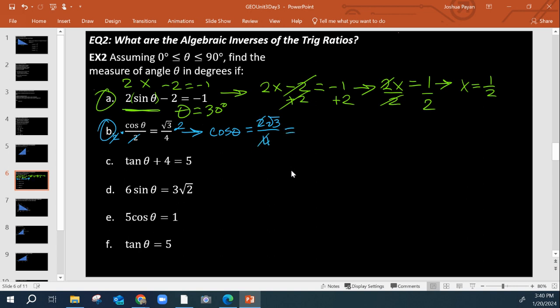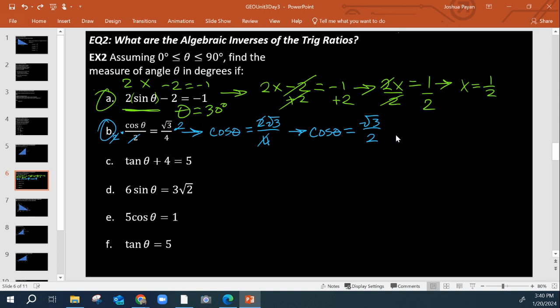2 over 4 can reduce to 1/2. So we really have cosine theta is equal to square root of 3 over 2, right? 2 divided by 2 is 1. 4 divided by 2 is 2.